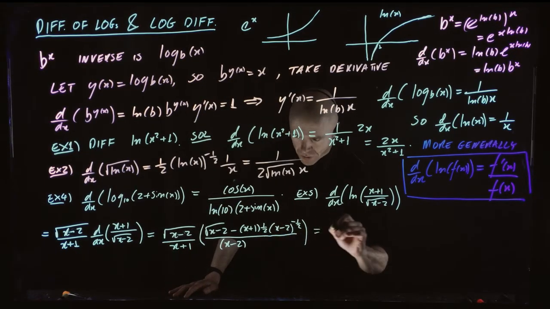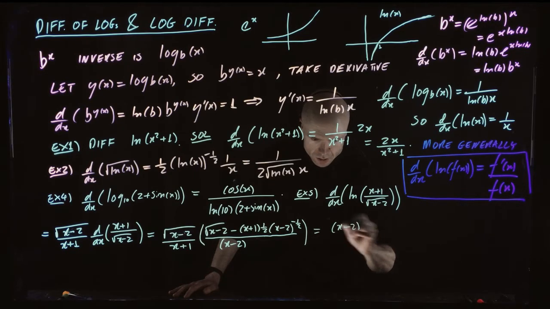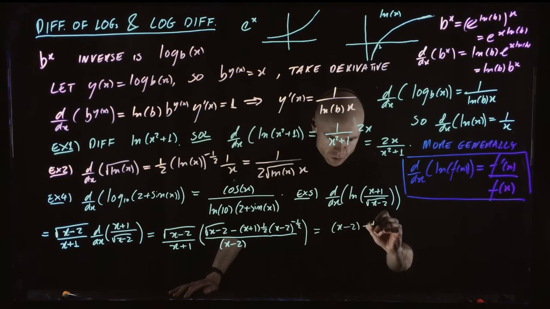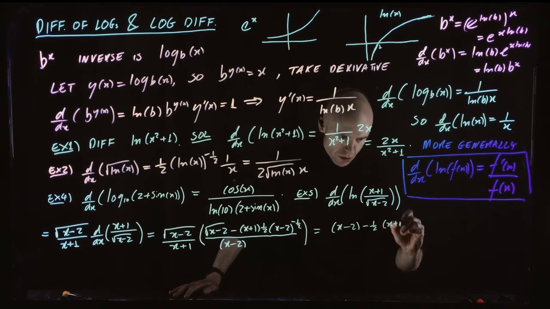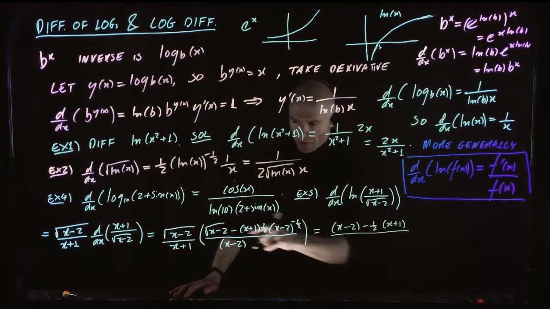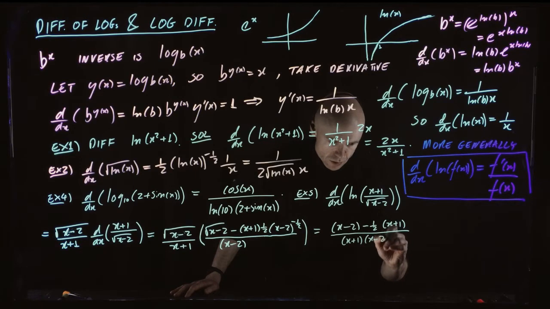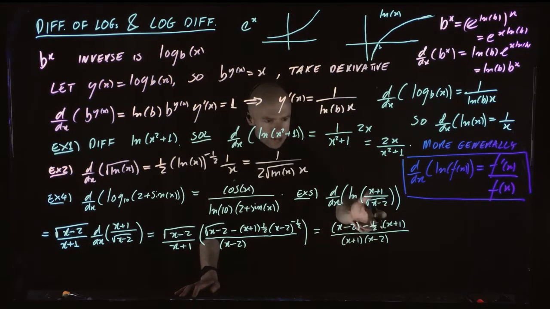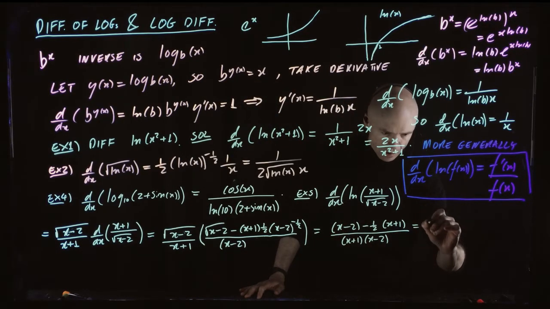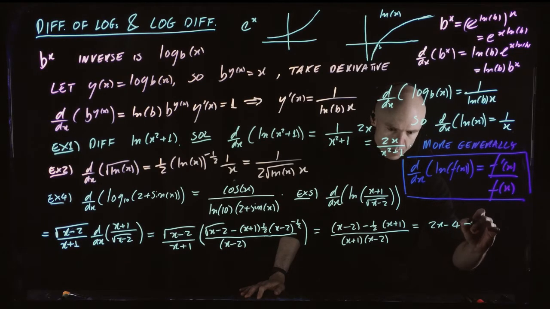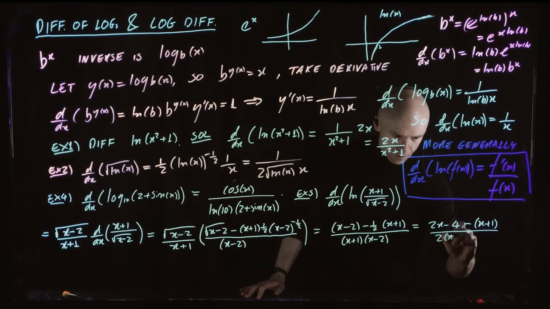So if we do that, then we're just going to have x minus 2 minus 1 over 2 times x plus 1. And then we're going to have x plus 1, x minus 2. Looks better. I don't like this half here, so I'm going to multiply both the top and the bottom by 2. And if I do that, I'm going to have 2x minus 4 minus x plus 1 over 2 of x plus 1, x minus 2.